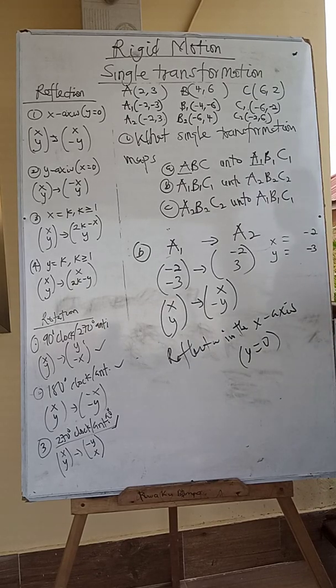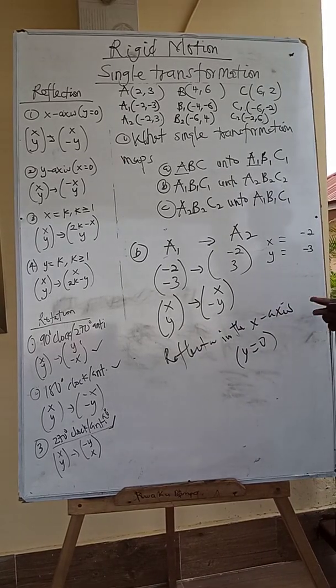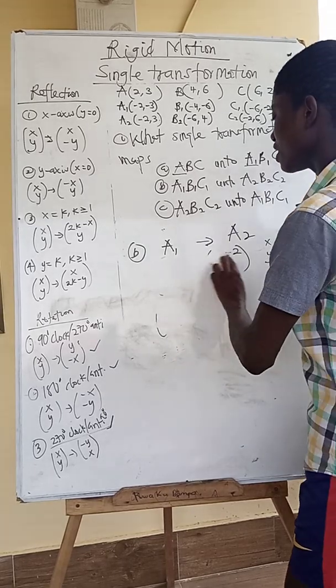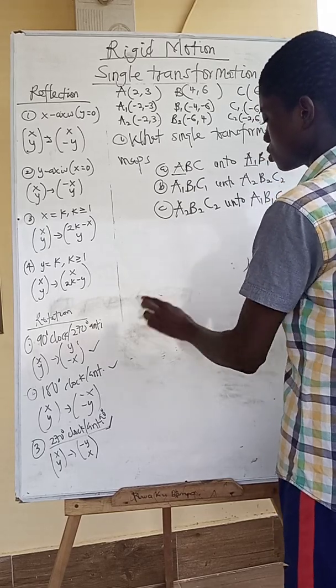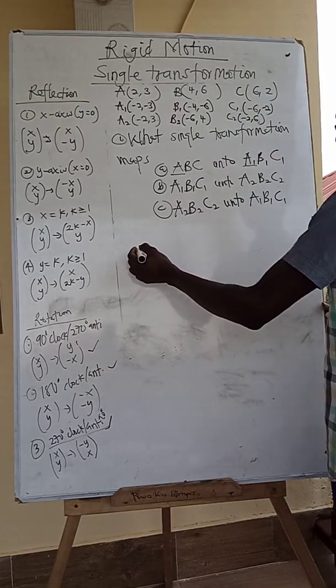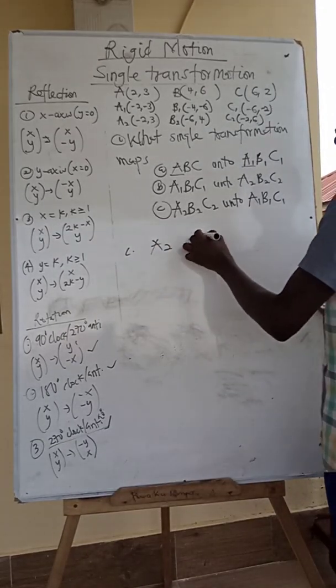Simple as that. Now let's try our last and final example in this tutorial. That is C. If you don't understand anything, you can just put it in the description box so that we will get in touch. So the last one is: what single transformation maps A2 onto A1?